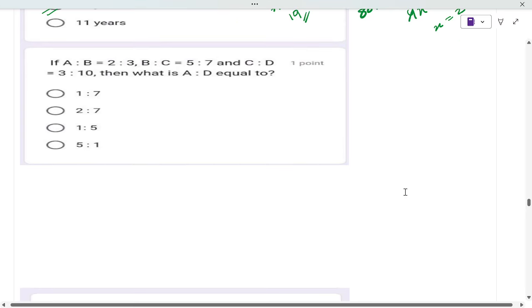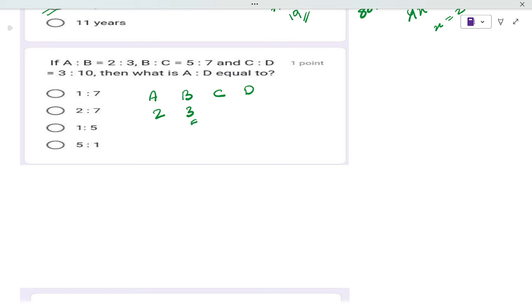Next one is from ratio and proportion. A to B is 2:3, B to C is 5:7, C to D is 3:10. For B, the common value is 3 and 5, so we make B equal: 3 becomes 9 and 5 becomes 9... Then we multiply everything vertically. 2 times 5 is 10, 10 times 3 is 30.